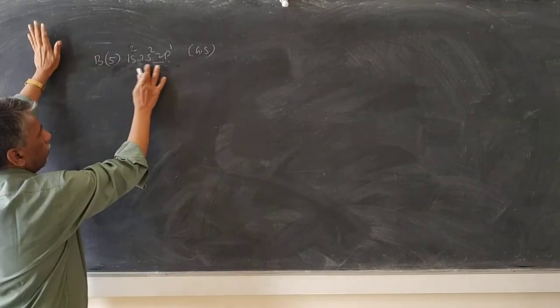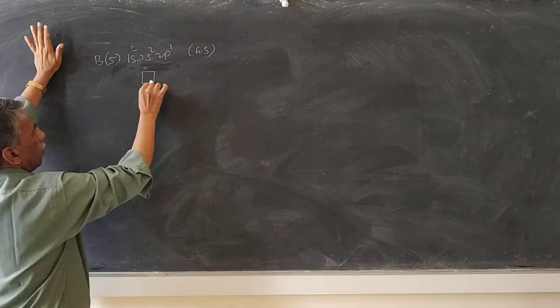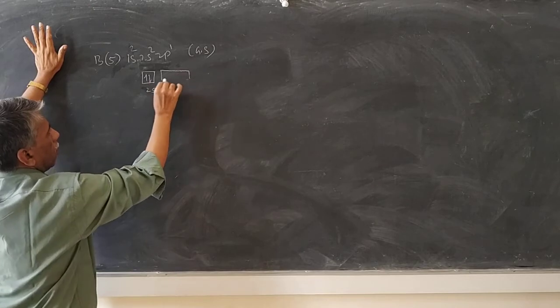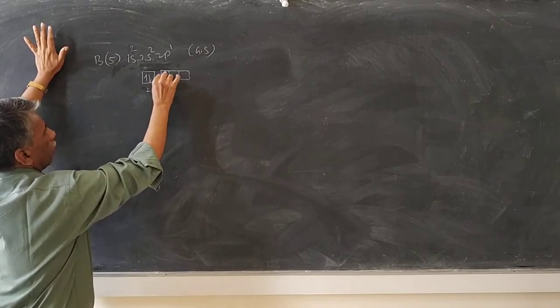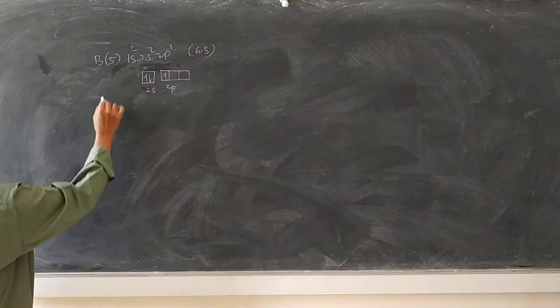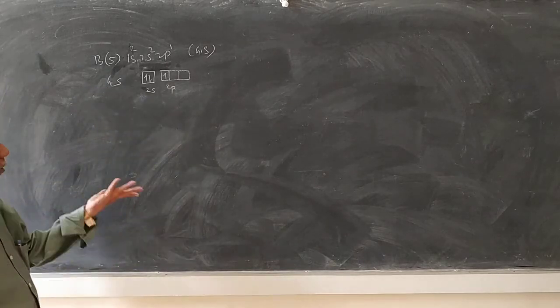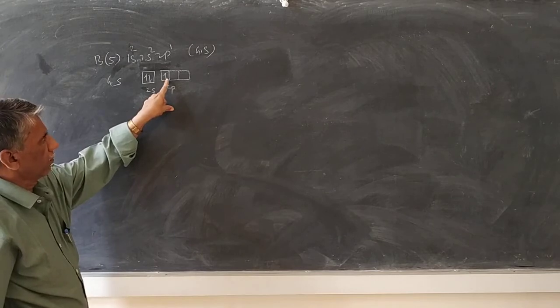Okay. Now you can write this: 2s2, 2p1. This is the ground state configuration. You can easily see here we have only one unpaired electron.